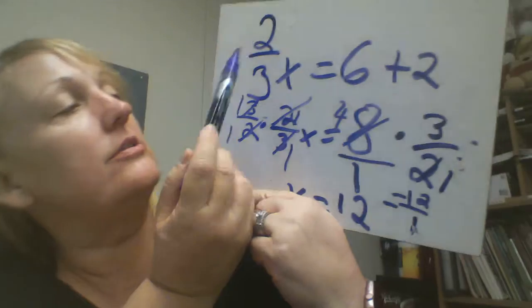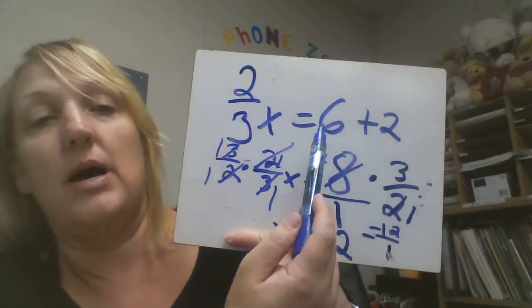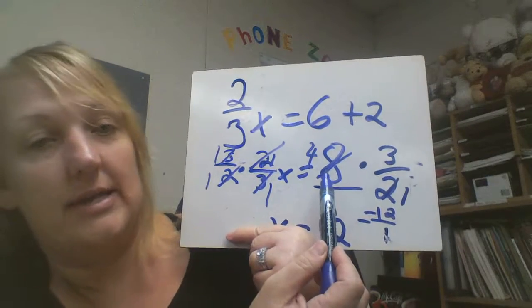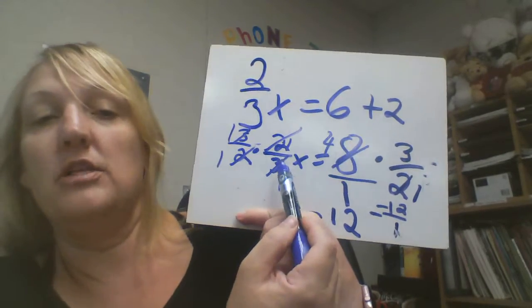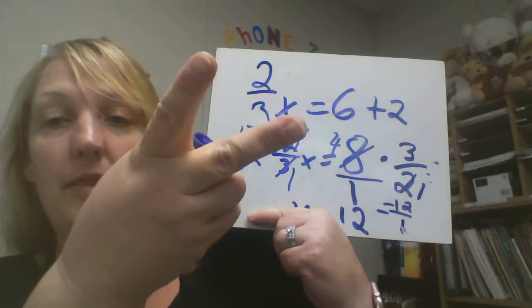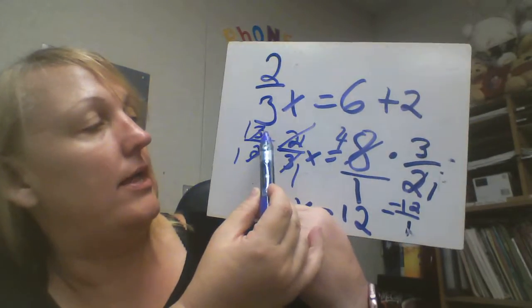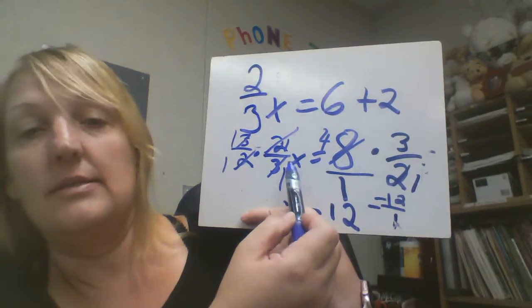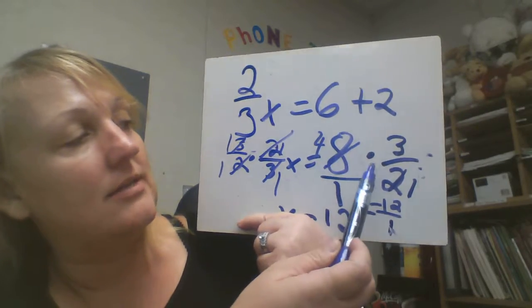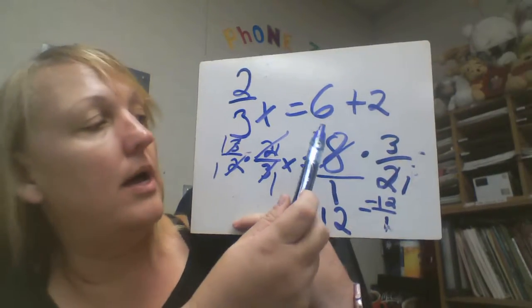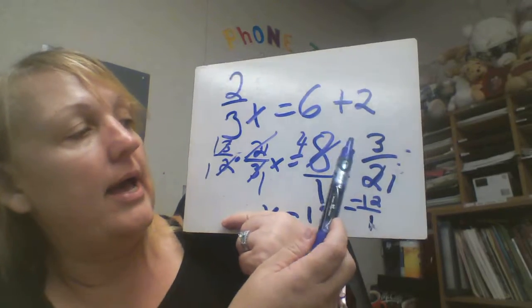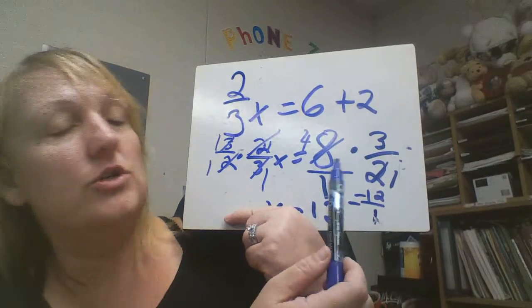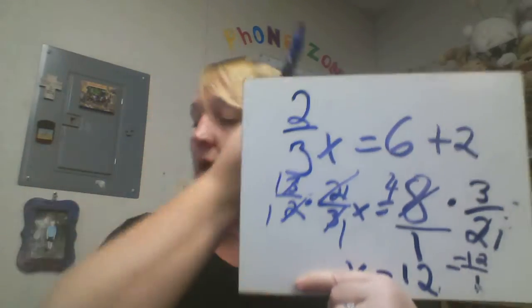Again, 2/3 x equals 6 plus 2. We combined, simplified, made that 6 plus 2 an 8. 2/3 x equals 8. We got rid of that 2/3 by multiplying by the reciprocal, which is flipping that fraction upside down to 3 over 2. Those canceled each other out, which leaves x by itself. It left us with x equals 8 times 3 over 2. We reduced, cross-canceled, and ended up with 4 times 3, which is 12. 12 over 1, or 12, so x equals 12.